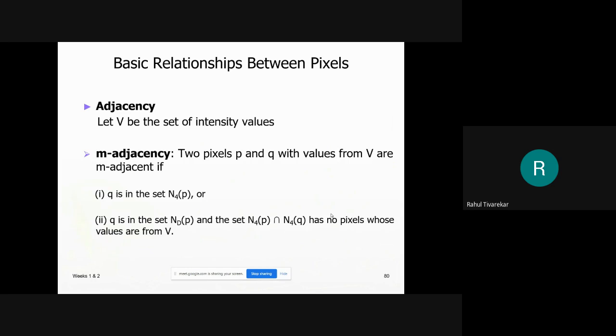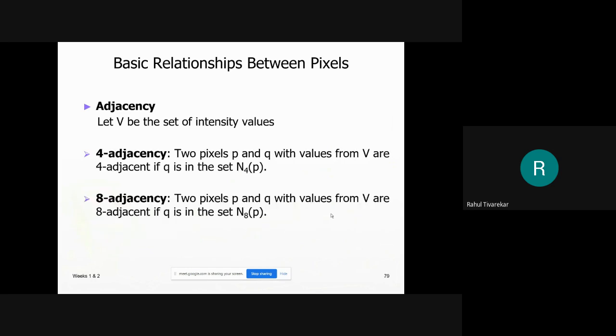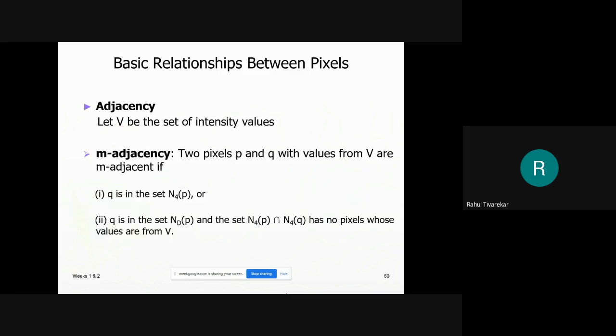So we already discussed what is four adjacency, what is eight adjacency. Four adjacency means there should be four neighbors available, and all of them should be from the set V. And in eight adjacency, the pixels P and Q are said to be eight adjacent if they are eight neighbors of each other, and both the pixels should be from the set V. Okay, so the very simple definition. We can understand it very easily if we see practical examples later.